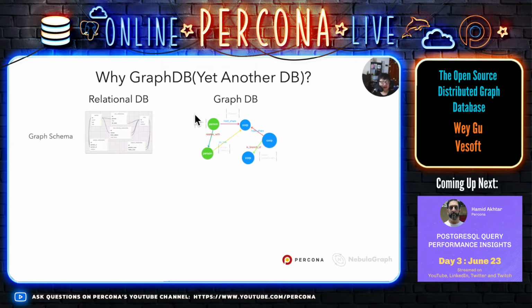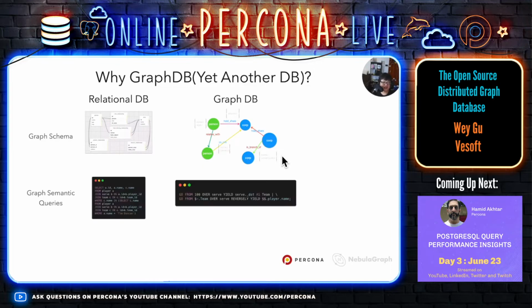Instead, in a graph database, you can directly map what you are thinking of as the relationship model into the schema of the graph database. That's quite different, and that will make your life much easier when you're dealing with a bunch of different relationships here. Another point is the query language.